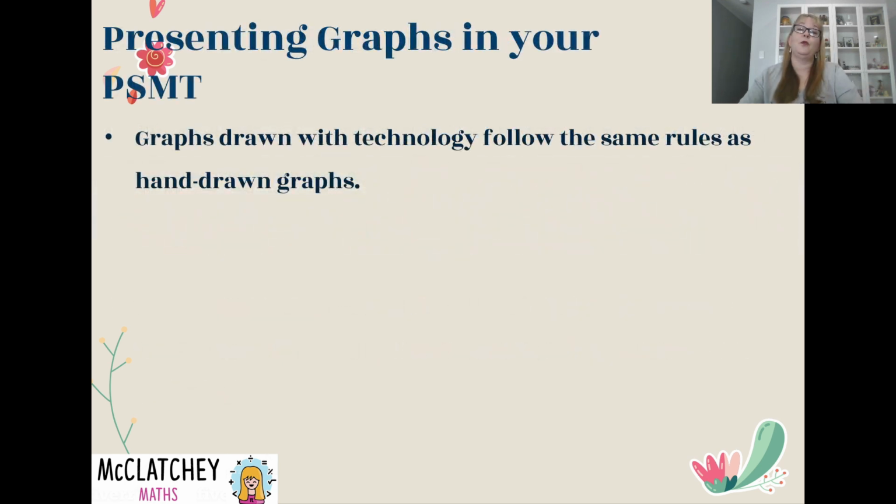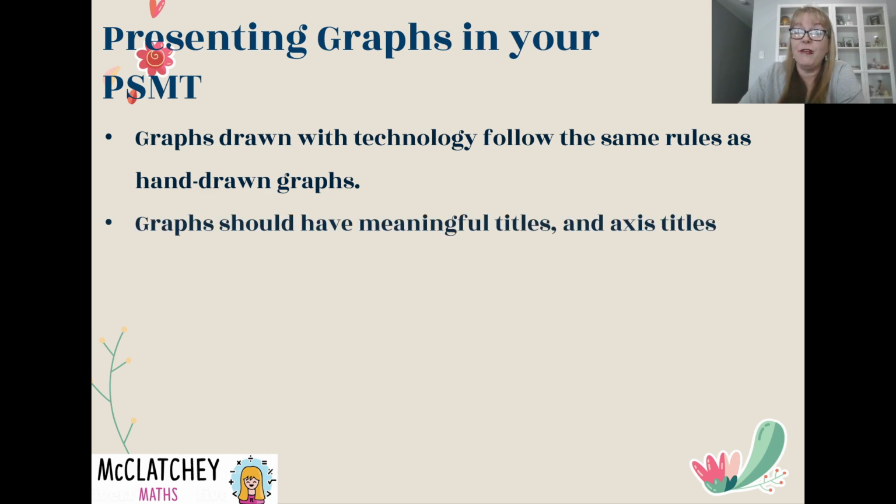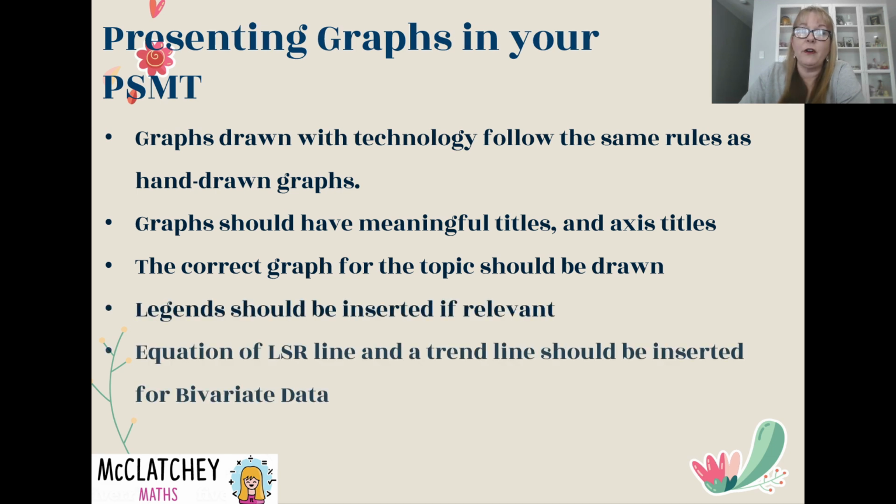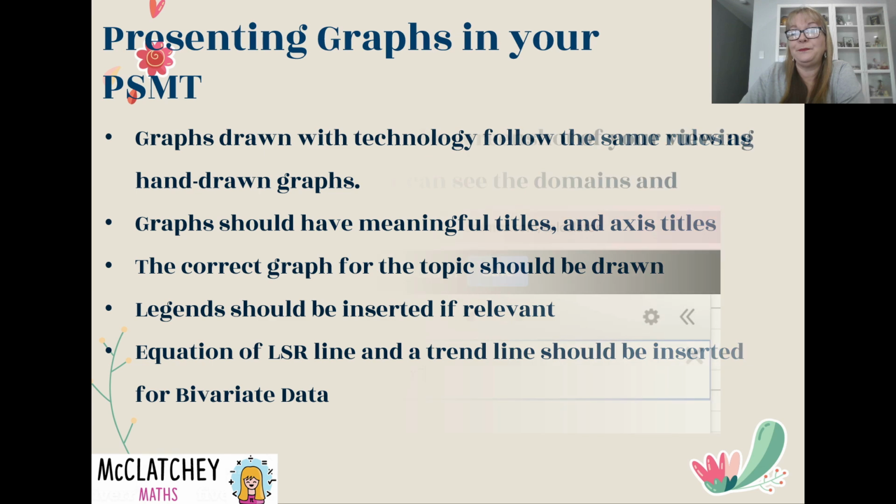Now, presenting graphs in your PSMT, you can do hand-drawn ones, and you can also do ones drawn with technology. And our focus today is on the technology ones. Any expectations your teacher has of hand-drawn graphs is the same expectation for a technology drawn graph. So things like a meaningful title and axis titles, choosing the right type of graph for the topic that you're doing, and legends if they're relevant, which is usually mostly for categorical data. If you're doing bivariate data, ensure that you insert the least squares regression line, it's called a trend line in Excel, and also make sure the equation is on there.